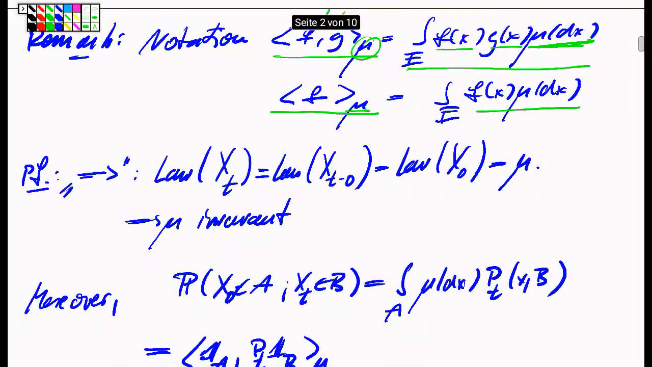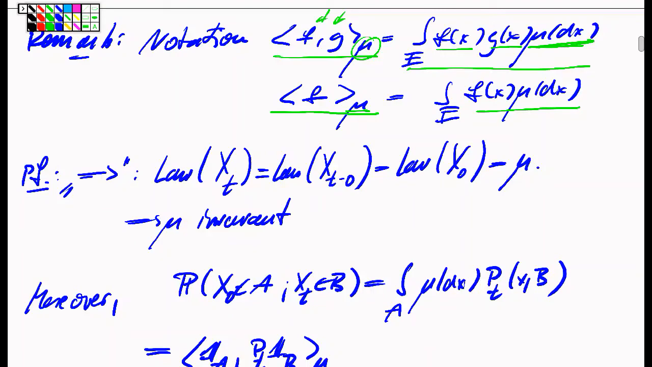Okay, we sketch the proof of that. We start with a reversible Markov process, and sometimes I shall also call a reversible Markov process a symmetric Markov process, which is a little bit of an abuse of notation, but that might happen nevertheless, that I sometimes use that name as well.